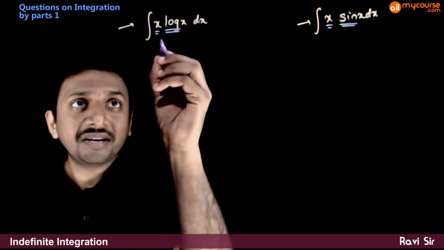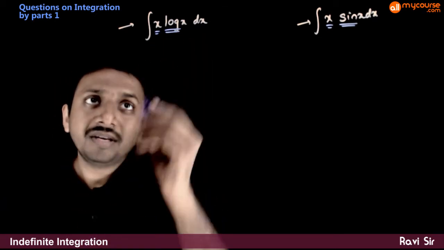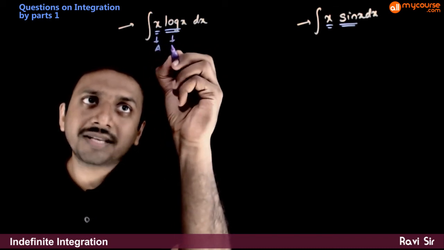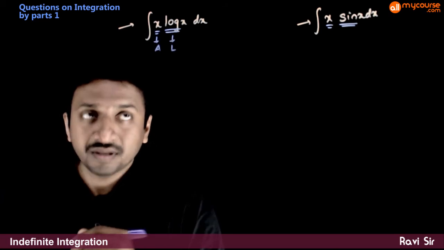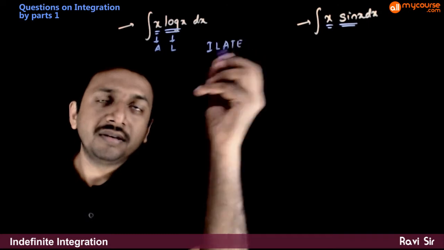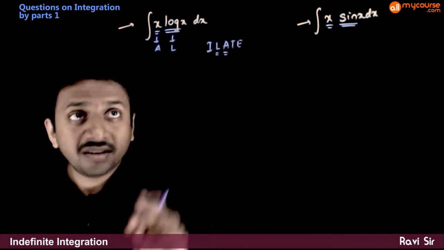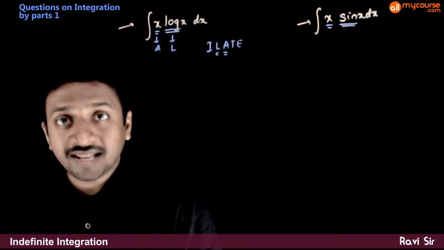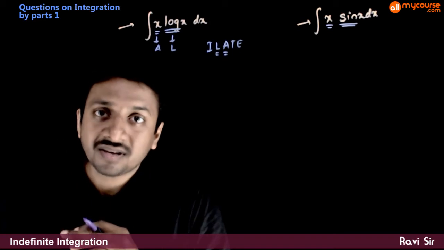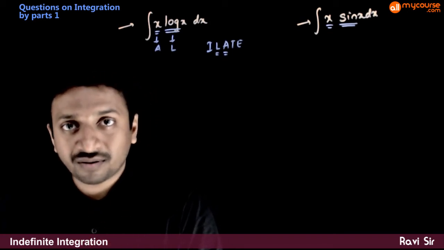First let us try to decide the order in which we take the first function and the second function. x is an algebraic function, log x is a logarithmic function. So let me write my rule ILATE. As you can see, in ILATE, L comes first and A comes next. Here A is coming first and L is coming next. So what we do is we interchange the functions before using the by parts formula.